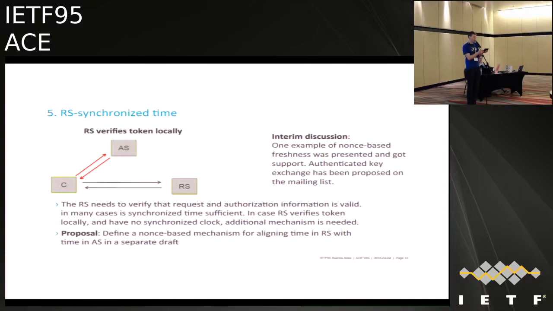And then one example of a non-spaced freshness was presented in the interim and got support. And there's also been a discussion on authenticated key exchange in the mailing list. So the proposal is that we actually use time in general for the resource server, but when the resource server cannot use absolute time, we should use a nonce-based mechanism to align the way of measuring time in the RS and the AS.